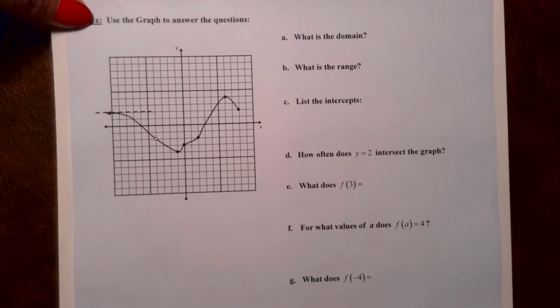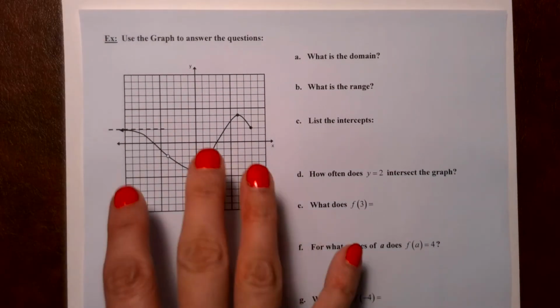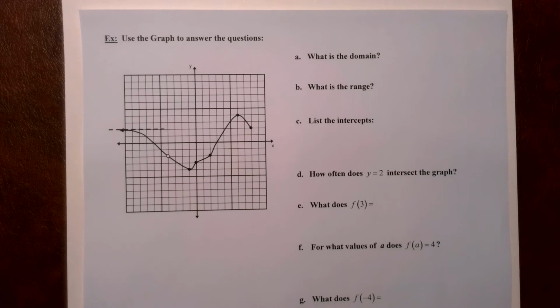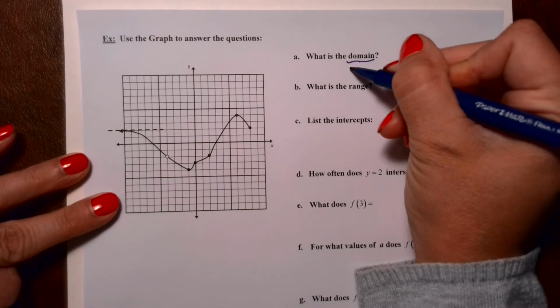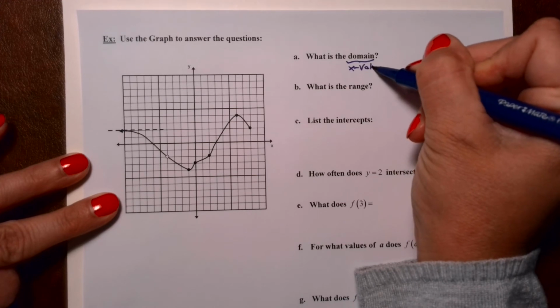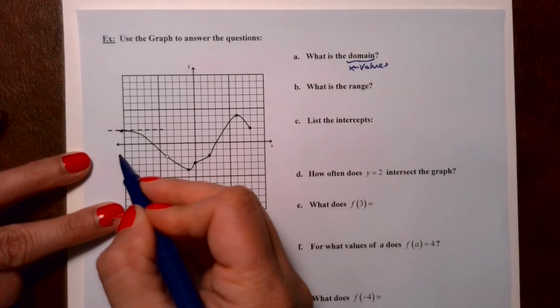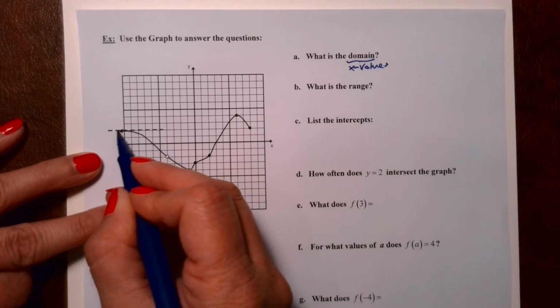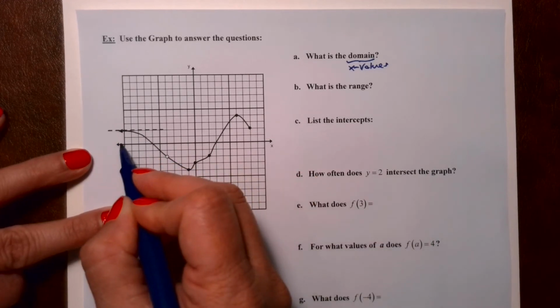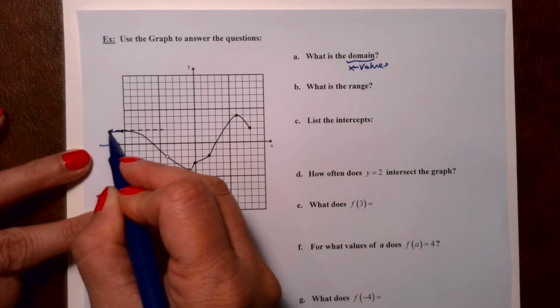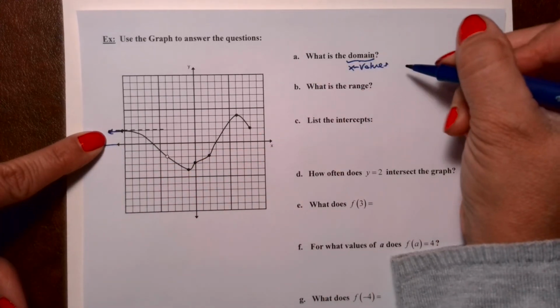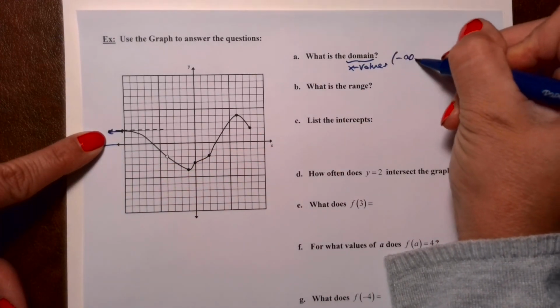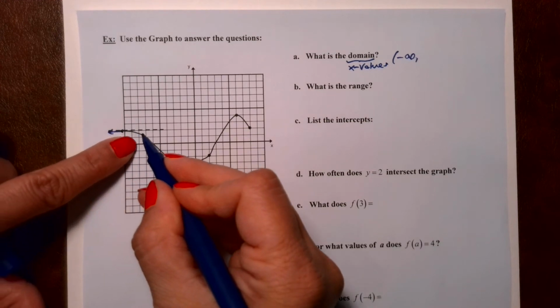Okay, one more graph. When you look at domain values, domain values are the x values. We're looking at the x values, from left to right. I notice here there's an arrow on this graph, so it's going forever, forever. So in terms of domain, it's starting at -infinity, and the graph goes and goes and goes.